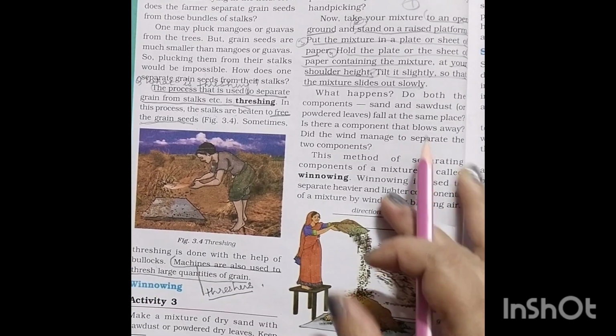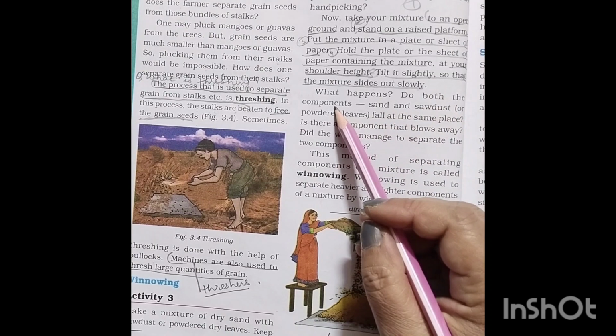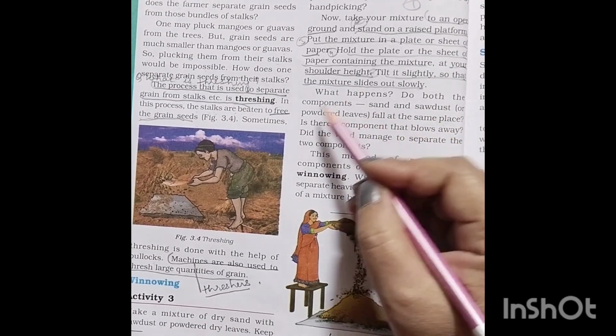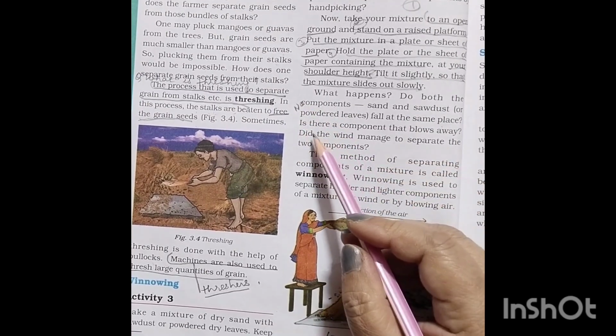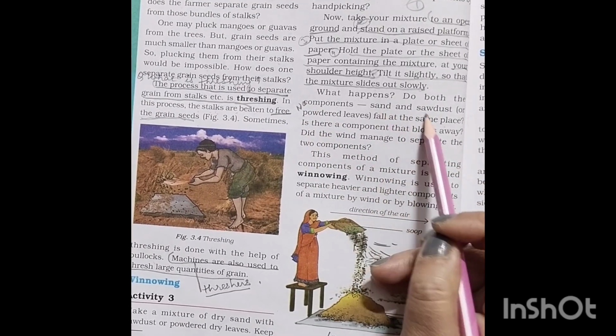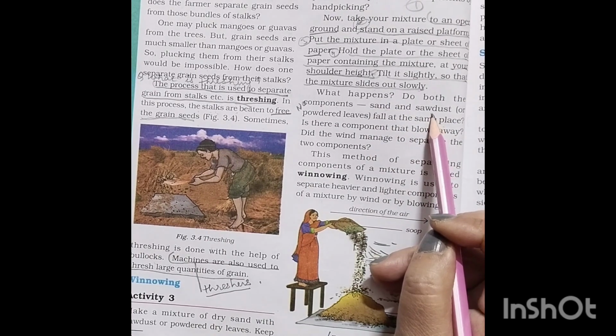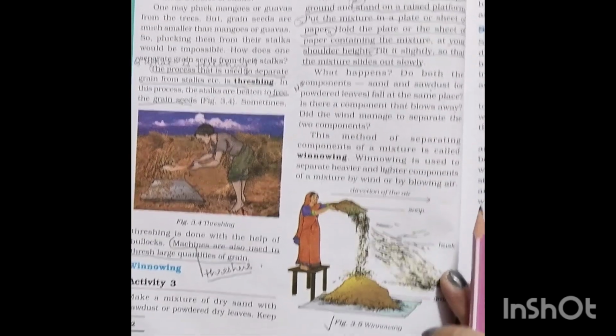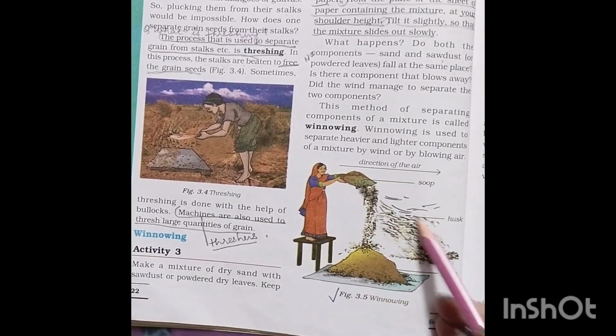Now, what happens here? Do both the components, sand and sawdust, fall at the same place? No. Why? Because sand is heavier than sawdust. Sawdust is lighter than sand. So sawdust, look here. Here is a picture.